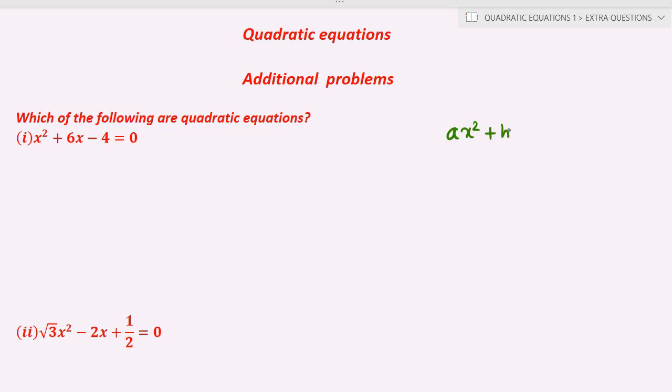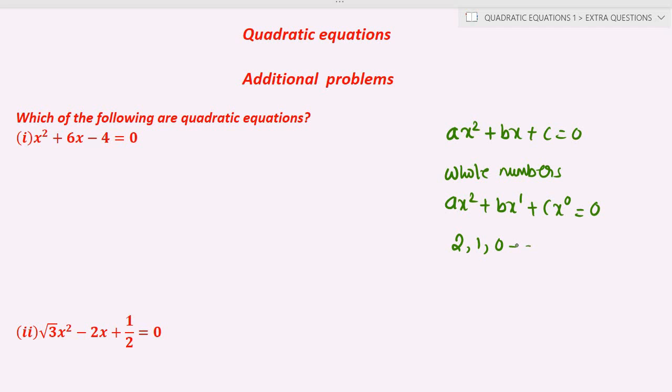ax square plus bx plus c is equal to 0, and the powers of the variables should be whole numbers. It can be written as ax square plus bx to the power 1 plus cx to the power 0, right? See here, the power of x is 2 here, the power of x is 1, and the power of x is 0 here. See, these 2, 1, 0, these are what? Whole numbers.